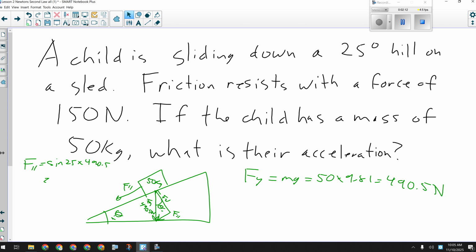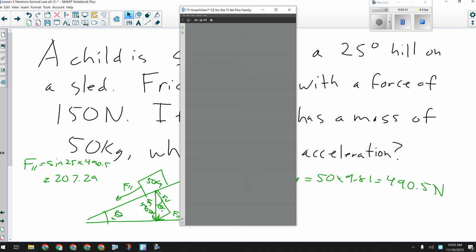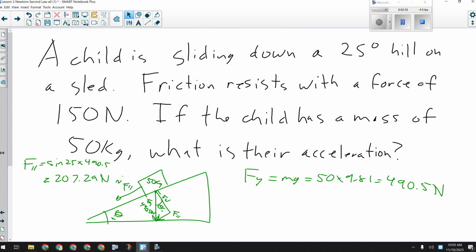490.5. Sorry, I forgot to fire up my calculator. That gives 207.29 newtons. So this force here is 207.29 newtons. The other thing they tell me is that friction resists with a force of 150 newtons.